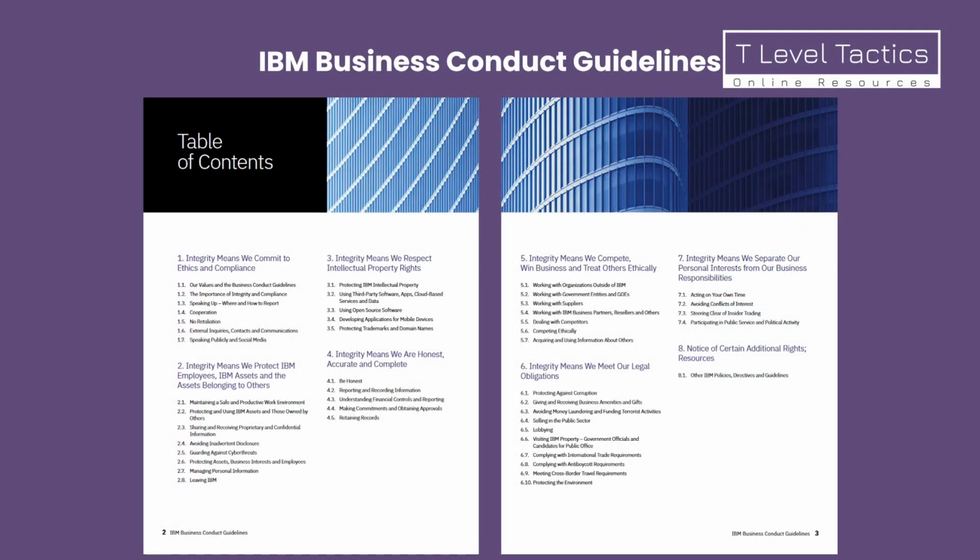So this is just the opening page of the guidelines, but we can get a bit of an overview of what's contained. There are sections on ethics and compliance, protecting IBM employees and assets, respecting intellectual property rights, and ensuring that employees are not copying the work of other businesses or organisations. There's a section on treating others ethically. There's a section on legal obligations. And there's an interesting section about keeping personal interests separate from business responsibilities.